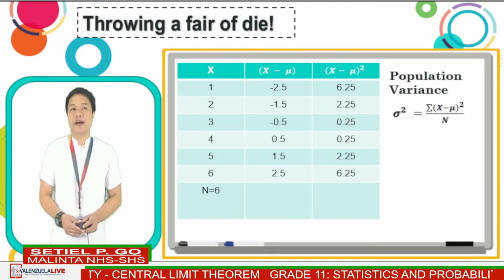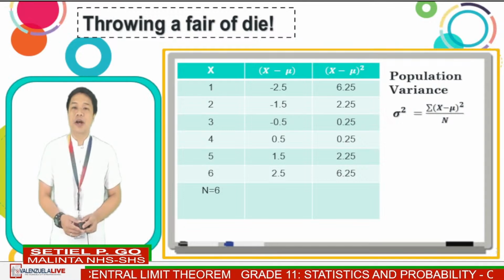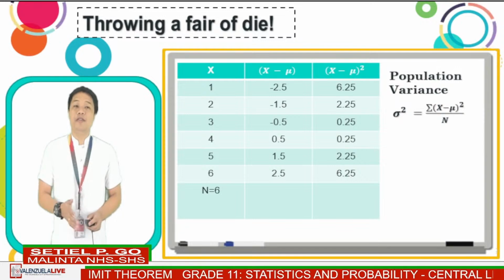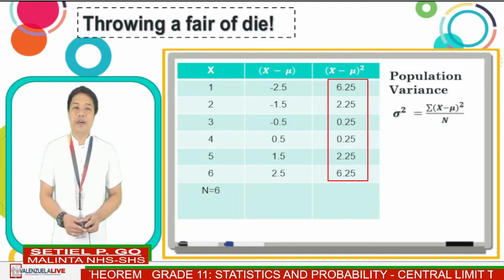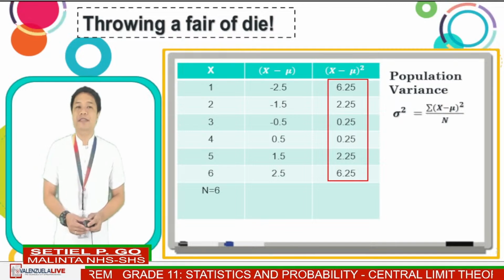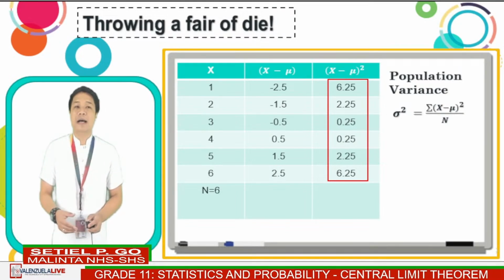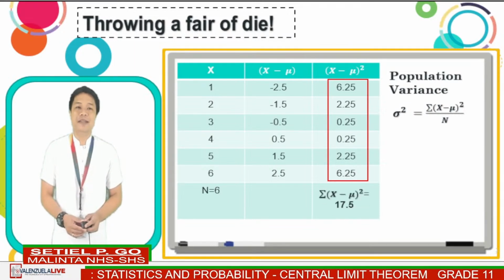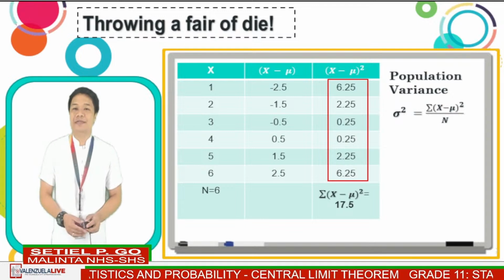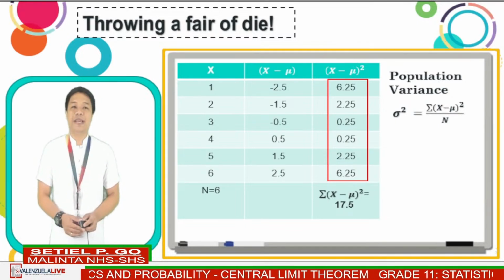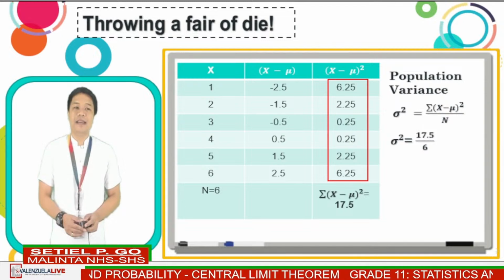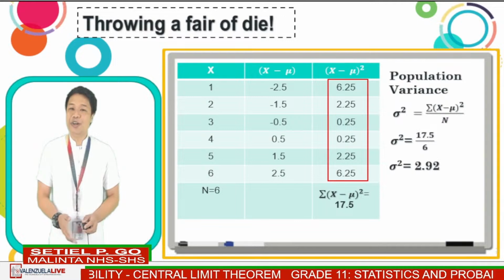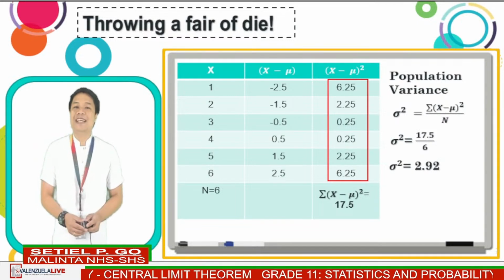So the formula will be variance is equal to the summation of the square of the possible outcome minus the mean, all over n. In order for us to get the summation of x minus the mean squared, we're going to get the sum of the last column. The result is 17.5. Now substitute the data. So we have 17.5 over 6. The result is 2.92. So therefore, the variance is 2.92.